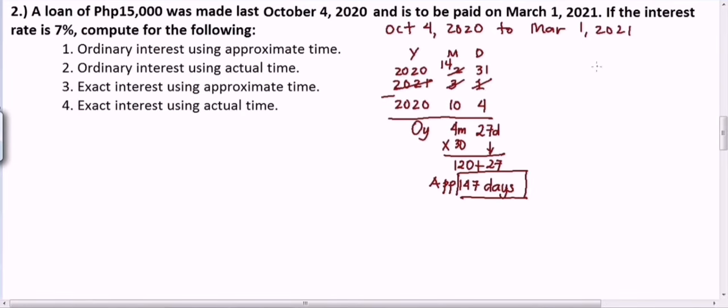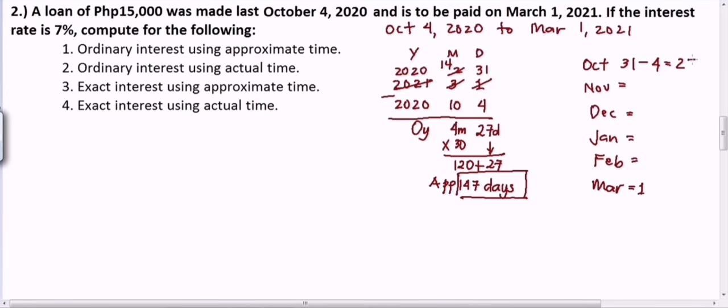Next one is the actual time. So, October, November, December, January, February, and then March. Hanggang March lang. Okay, so uunahin ko itong umpisa at saka yung dulo. So, sa October, meron tayong 31 days. Okay, minus yung binigay na date, which is 4. Okay, and then yung March, kung ano yung binigay dito, hanggang doon lang yung bibilangin. So, 1 day lang ang count para sa March. And then the rest, ilagay nyo na yung number. Okay? But before that, 31 minus 4 is 27.